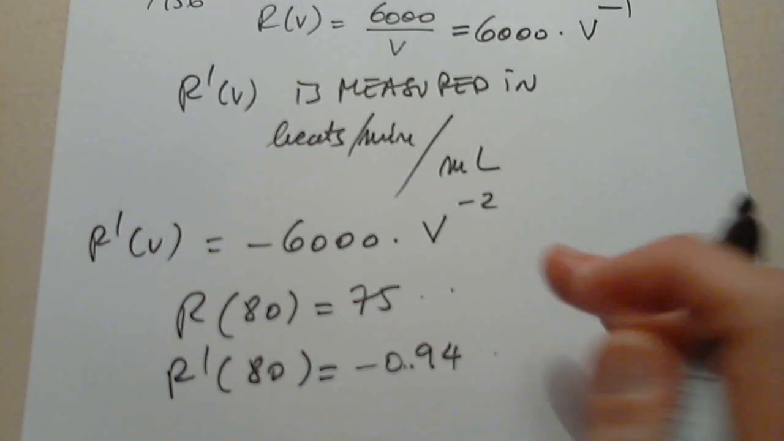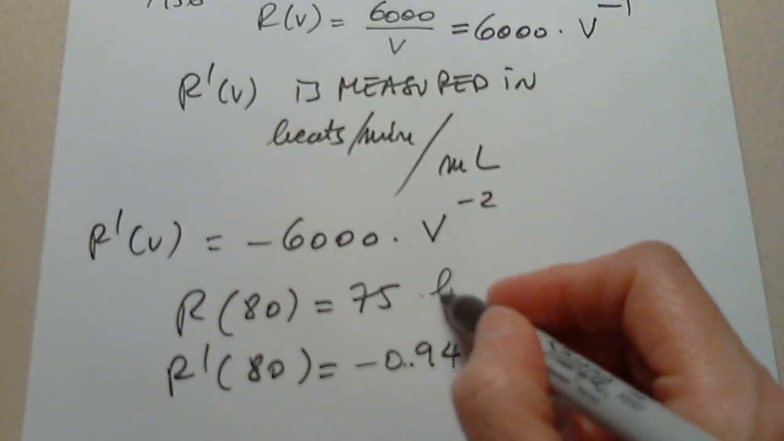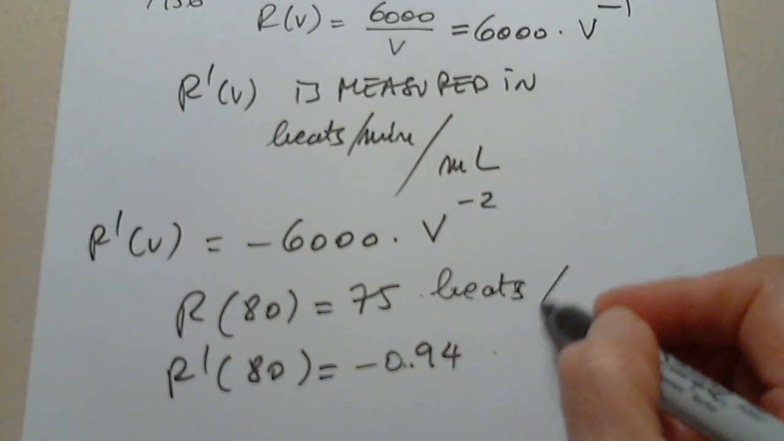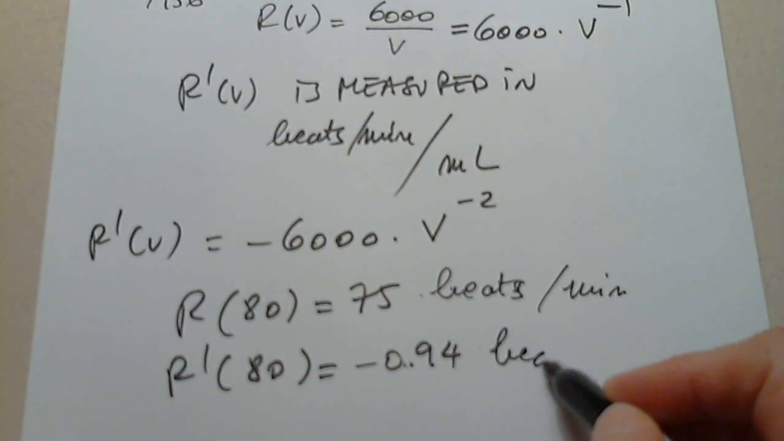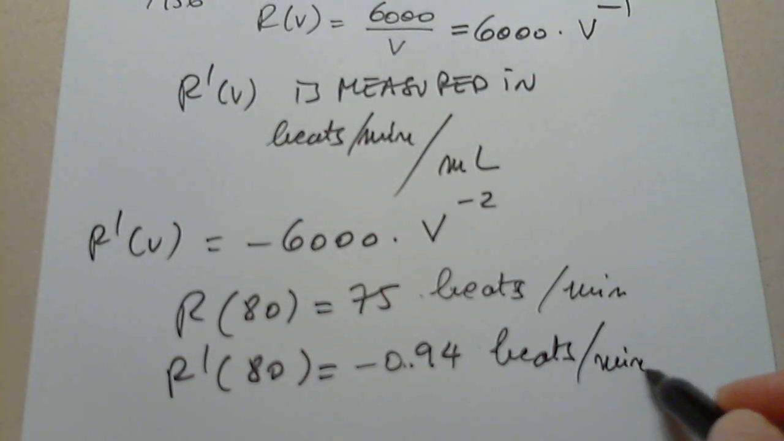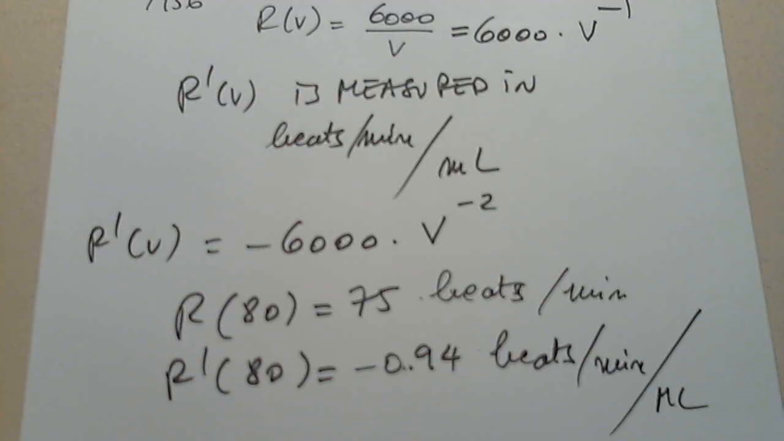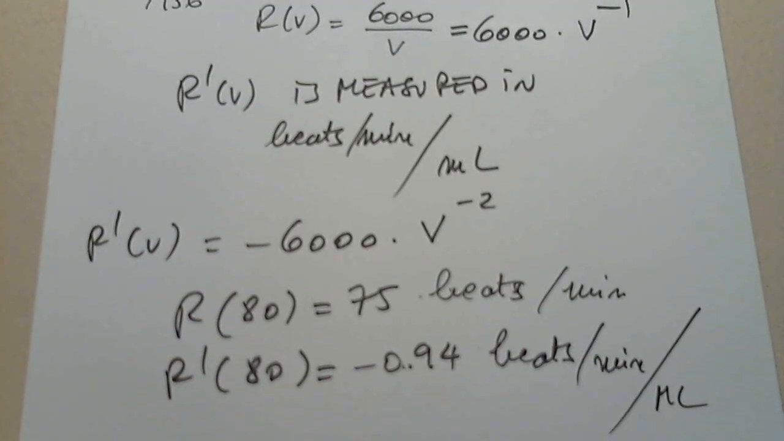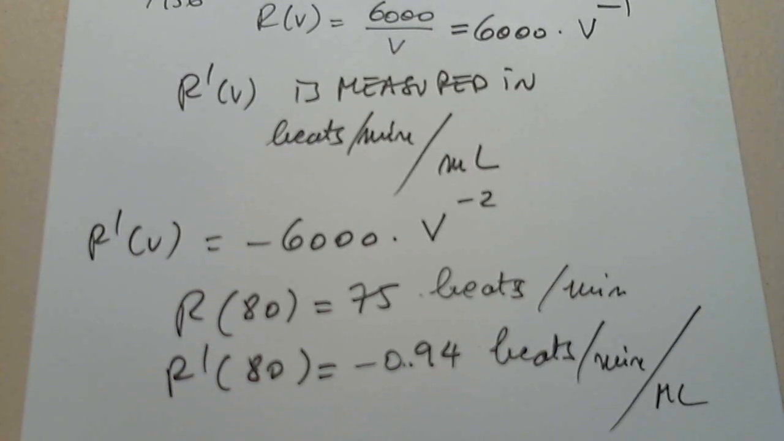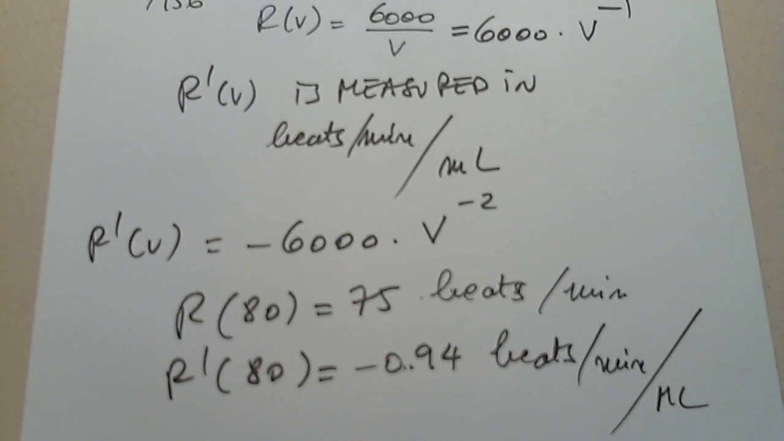For the first one, beats per minute, yes, beats per minute, of course, and the second one, beats per minute per milliliter. That's it. Thank you very much. Exactly. Excellent. Good. Thank you. Okay. We're moving on to the product and the quotient.